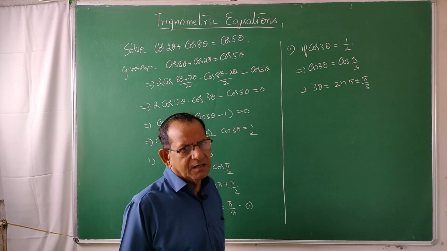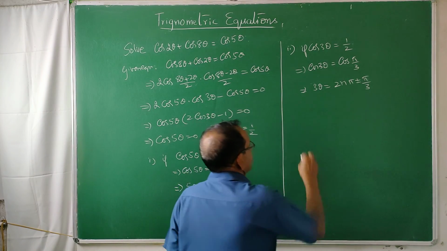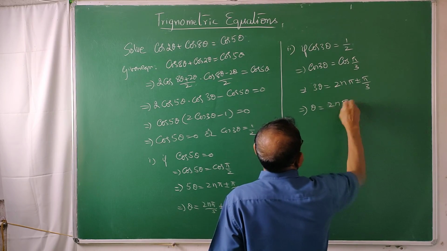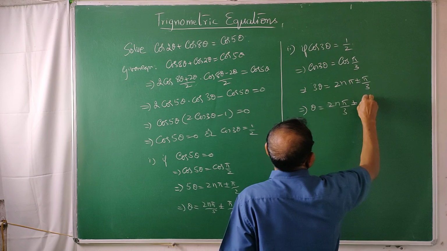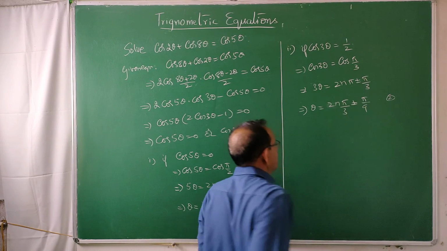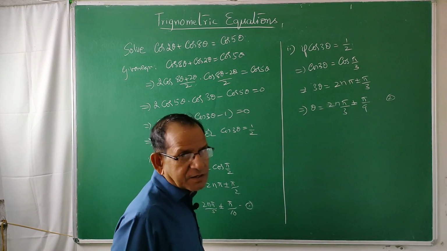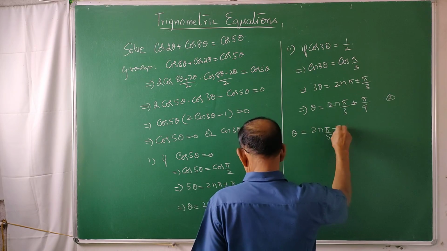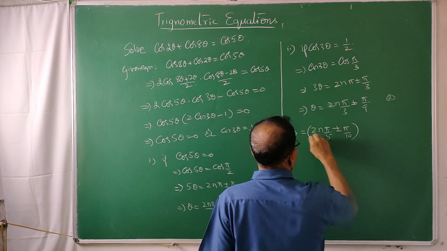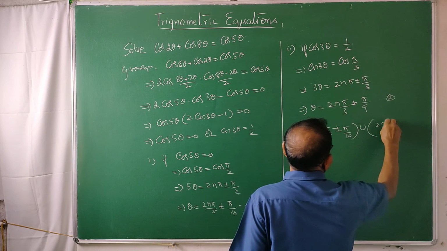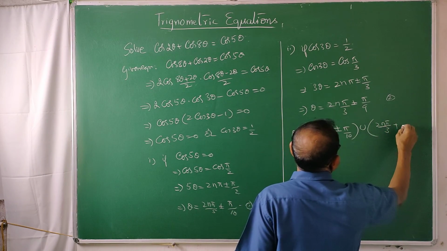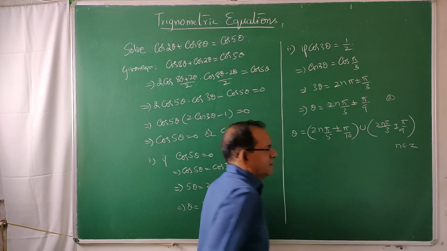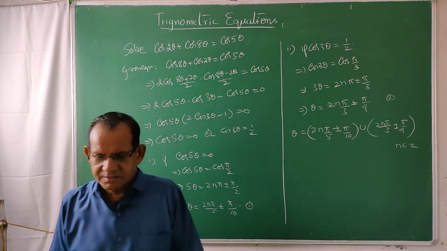To get the value of theta, divide both sides by 3. That implies theta is equal to 2n pi by 3 plus or minus pi by 9. This is the second result. You can club these two results, union of these two, that is theta is equal to 2n pi by 5 plus or minus pi by 10 union 2n pi by 3 plus or minus pi by 9, n belongs to Z. Either of these two values will satisfy the given equation.